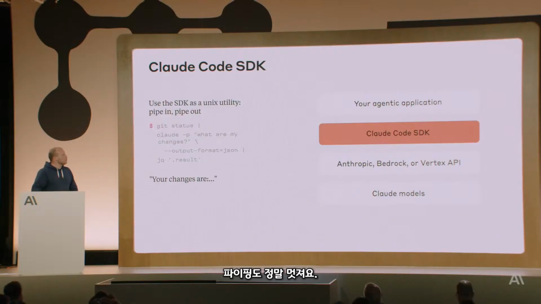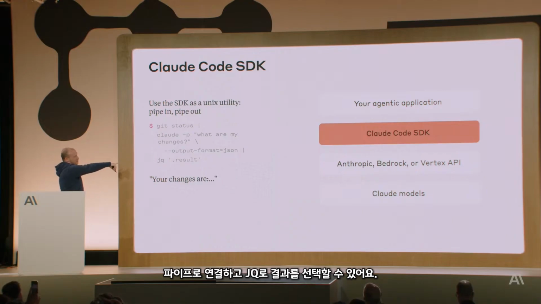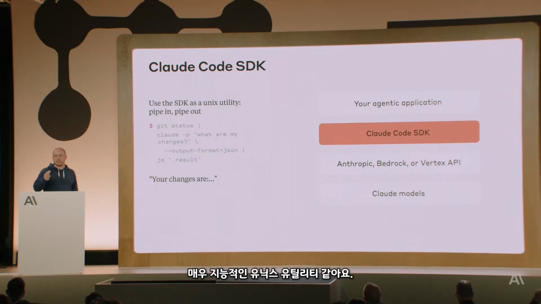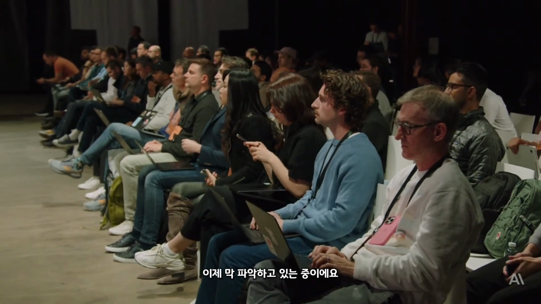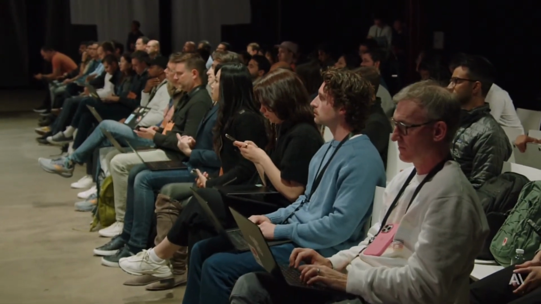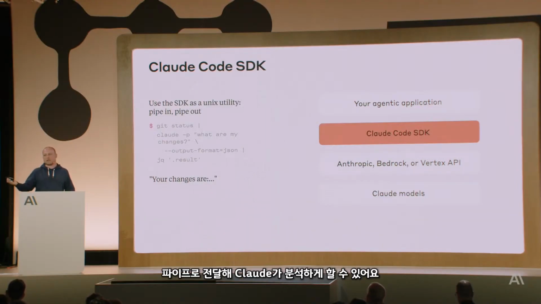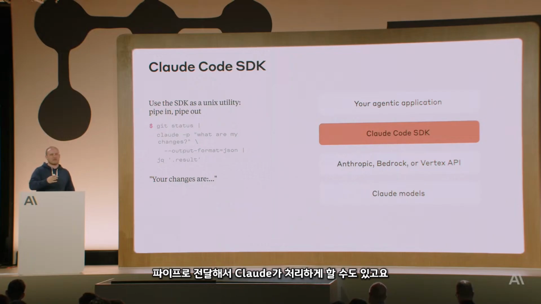The piping is also pretty cool. So you can use, for example, git status and pipe this in, and use jq to select the result. The combinations are endless, and it's sort of this new idea. It's like a super intelligent Unix utility. And I think we barely scratched the surface of how to use this. We're just figuring this out. You can read from like a GCP bucket, read like a giant log and pipe it in and tell Claude to figure out what's interesting about this log. You can fetch data from like the Sentry CLI. You can also pipe it in and have Claude do something with it.